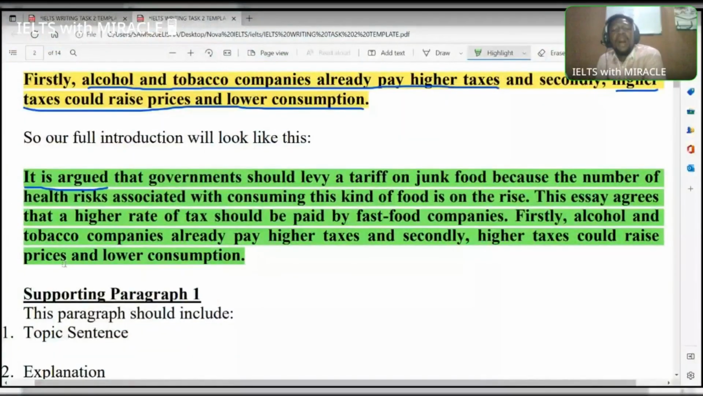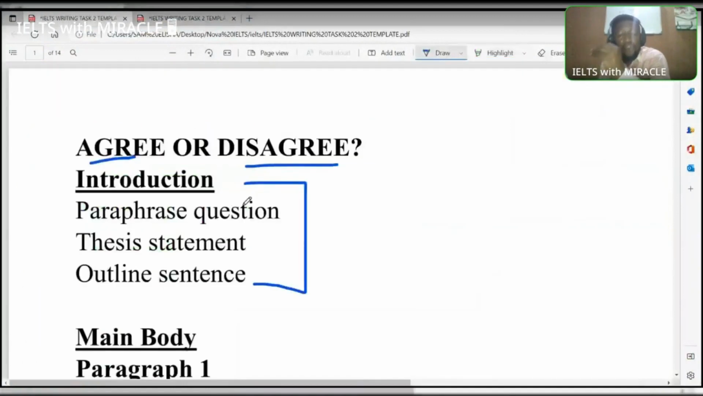Now, how am I able to get this? All I did is to follow this formula. First, I paraphrase the question. Then I present my thesis statement. Then I present my outline sentence. Any question before we continue? Any question?